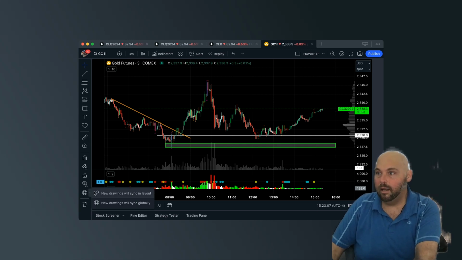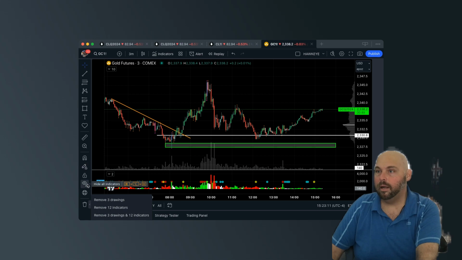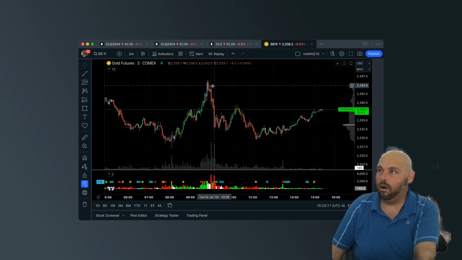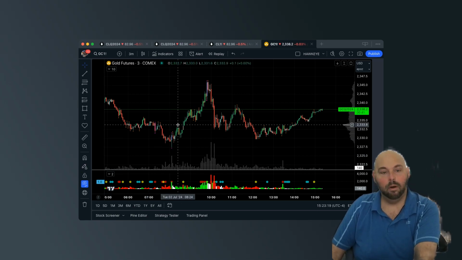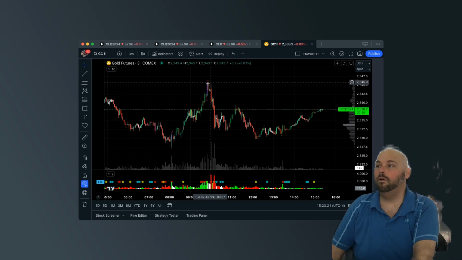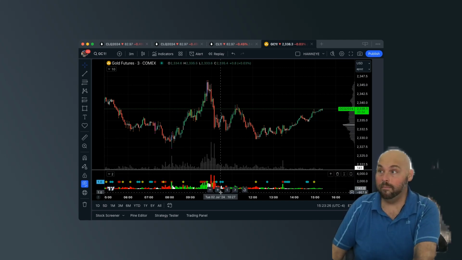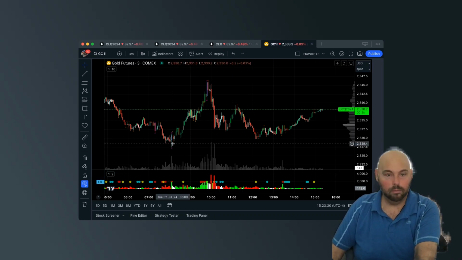This is nothing other than, what is it? Let me hide all drawings. What do I have here? I have the Hawkeye paint bar, so the bars are being colored in favor of the volume. I have the Hawkeye volume, I have the volume radar dot, and I have the Hawkeye wide bar.